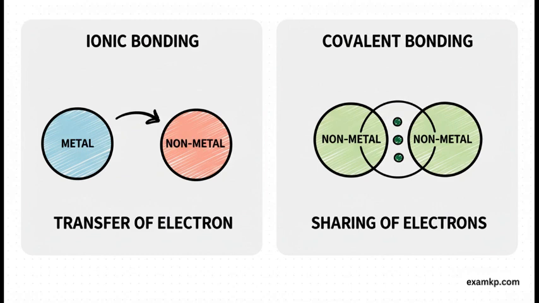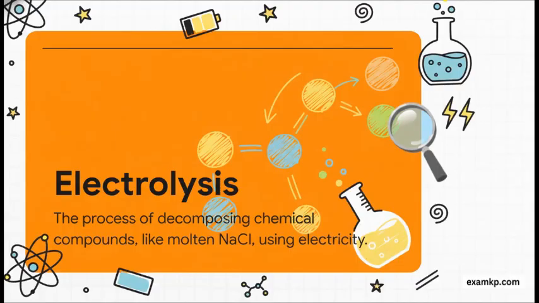But if two non-metals get together, they both want electrons, so they have to work out a deal. They share them, and that forms a covalent bond. Now, what if you want to break that strong ionic bond? This is a huge topic, especially for the NECO exams, so listen up.